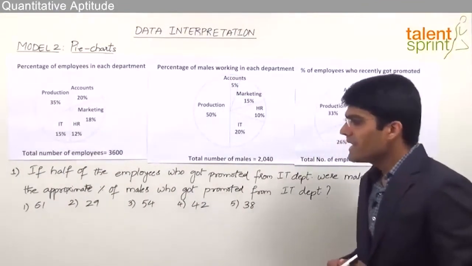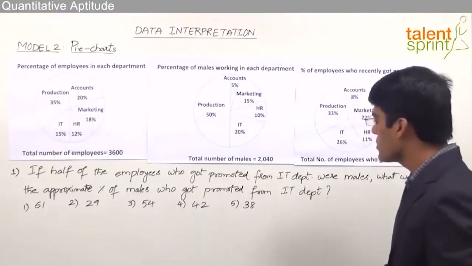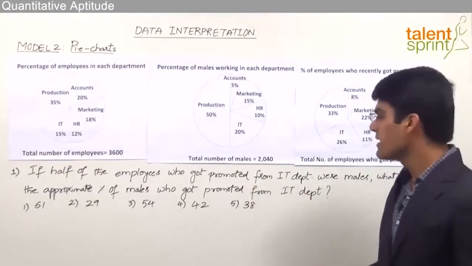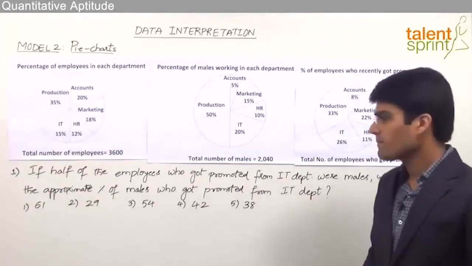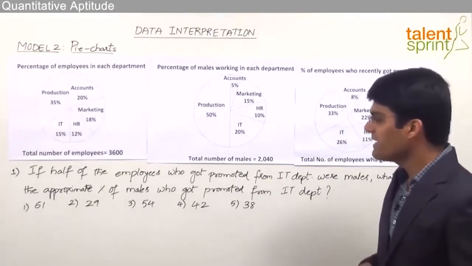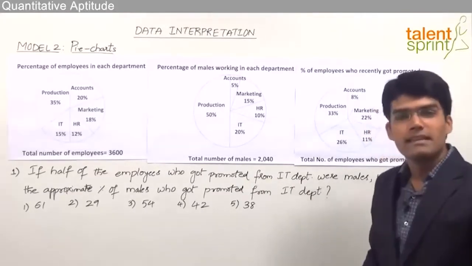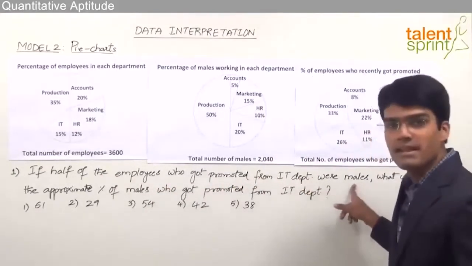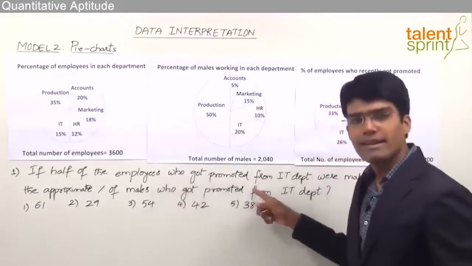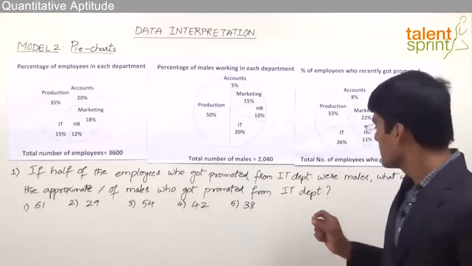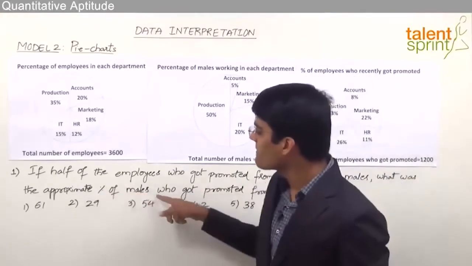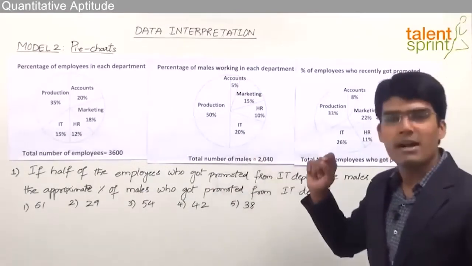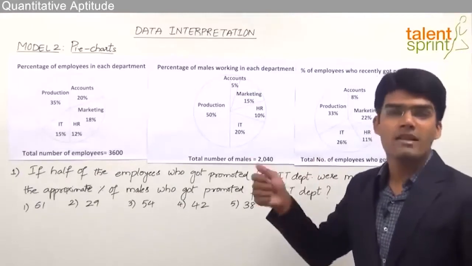The first question here is, if half of the employees who got promoted from IT department were males, what was the approximate percentage of males who got promoted from IT department? And the given options are 61, 29, 54, 42 and 38. So the question says, if half of the employees who got promoted from IT department were males, that means out of the total employees who got promoted in IT department, half of them were males. So what was the approximate percentage of males who got promoted from IT department? That means out of total number of males in IT department, approximately what percentage of males got promoted?